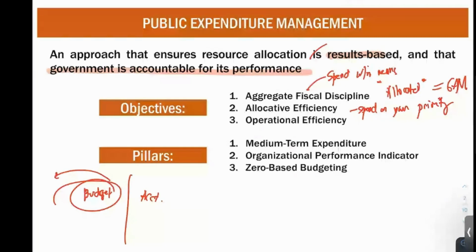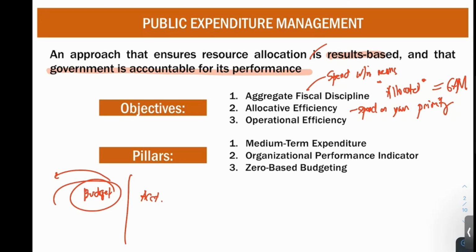Again, the objectives of PEM, first, aggregate fiscal discipline. You spend within the means of what is allocated to you. Allocative efficiency, you spend on your priority, whatever is the prioritized project or program based on what is funded or your fund accounting, then that is your priority. Next, operational efficiency. You must ensure that the revenue of the government is at its best value. You use it at its best value. So those are the objectives of PEM.